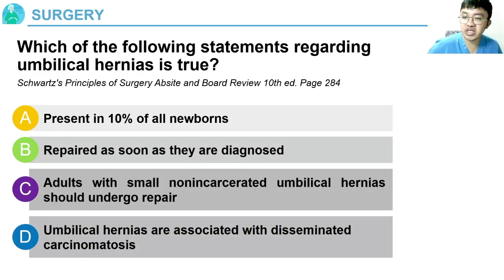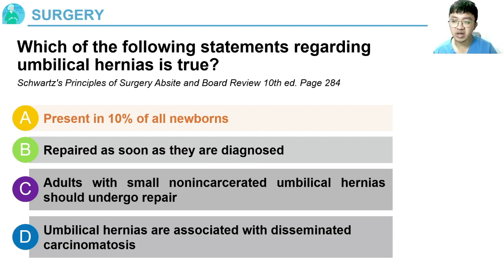Next, which of the following statements regarding umbilical hernias are true? A. Present in 10% of all newborns. B. Repaired as soon as they are diagnosed. C. Adults with small, non-incarcerated umbilical hernia should undergo repair. Or D. Umbilical hernias are associated with disseminated carcinomatosis. So the correct answer here is letter A. Present in 10% of all newborns.